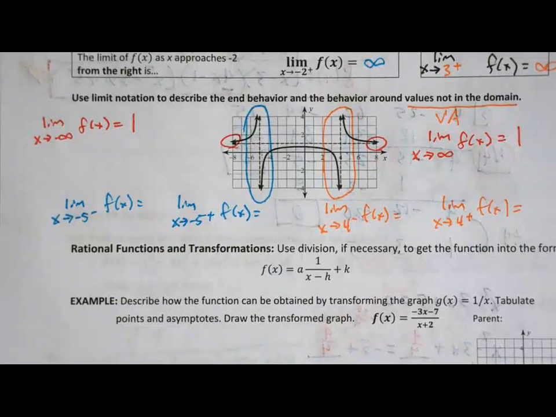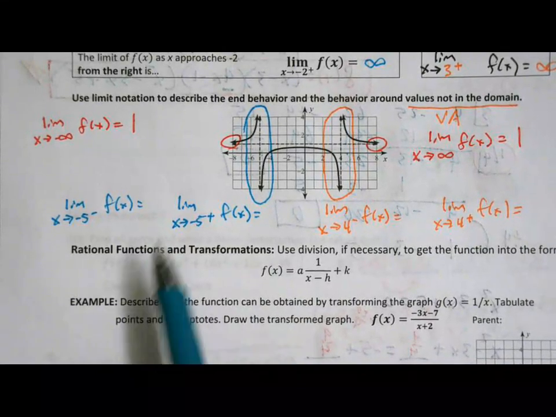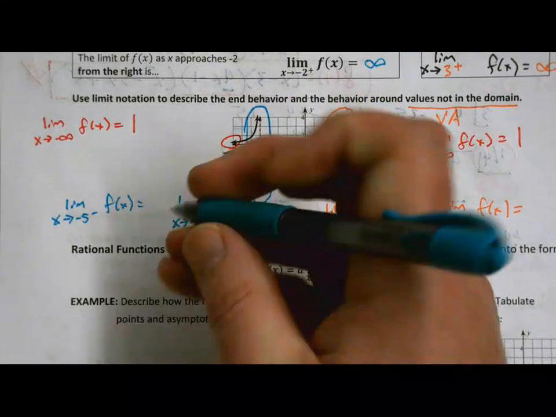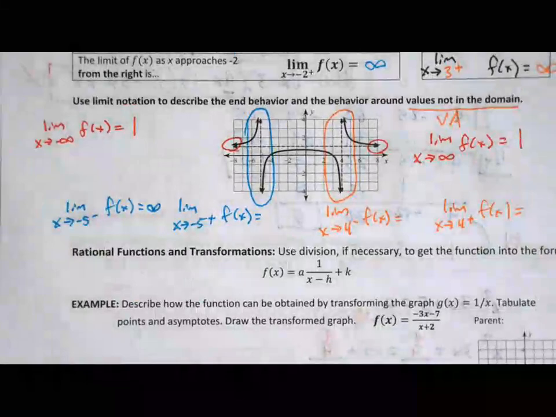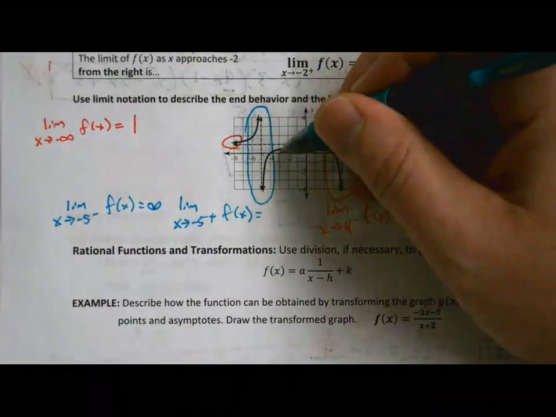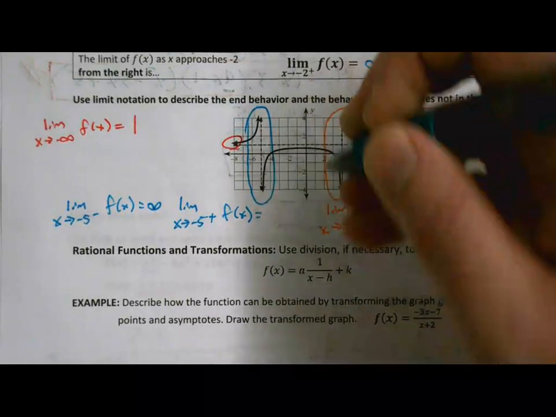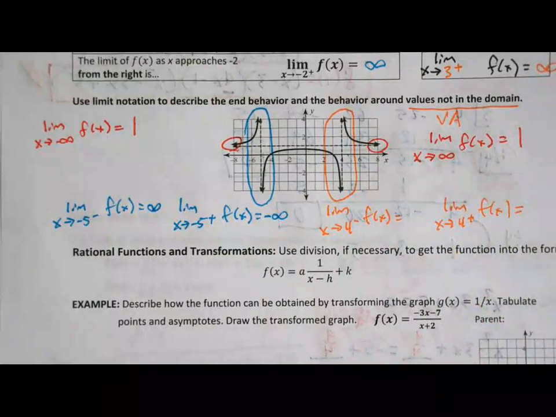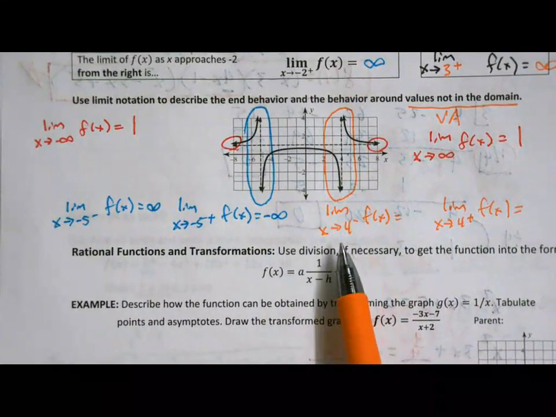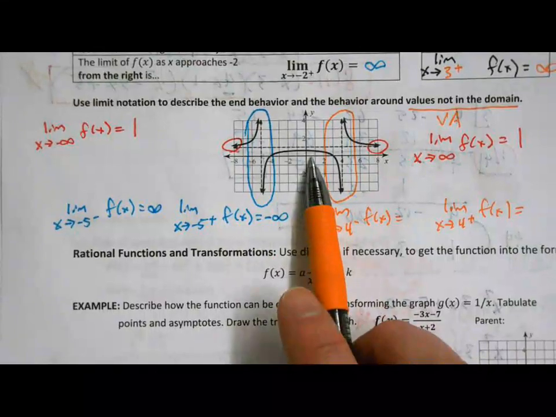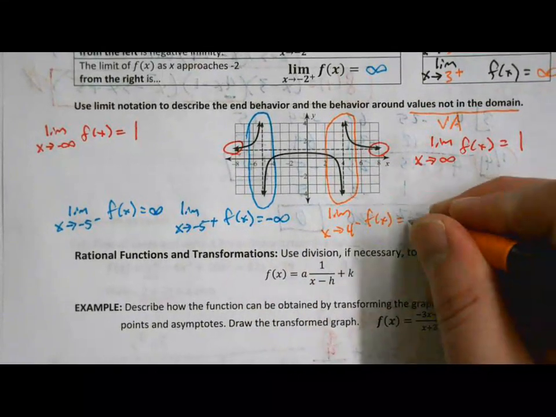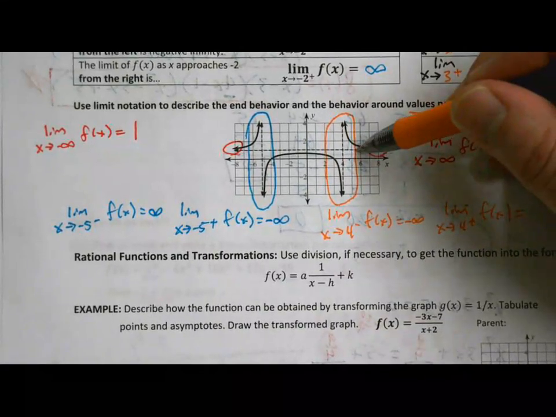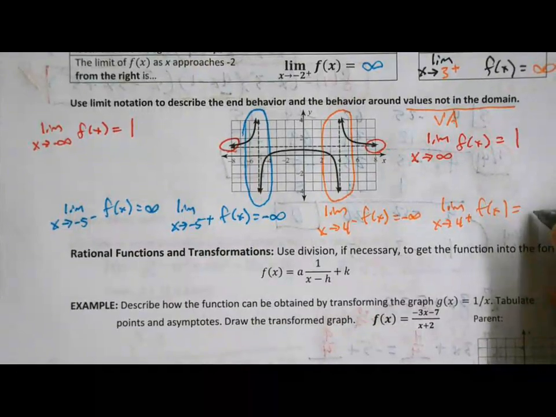Okay, behavior around the vertical asymptotes. Heading towards -5 from the left-hand side, looks like we're going up. Did you guys do a positive infinity for that one? And then heading towards that same asymptote from the right-hand side, looks like we're going down, so we want a negative infinity there. My other asymptote was at 4, so I'm heading towards 4 from the left. Looks like I'm going down here, so negative infinity. And heading towards 4 from the right, we're swinging up towards positive infinity.